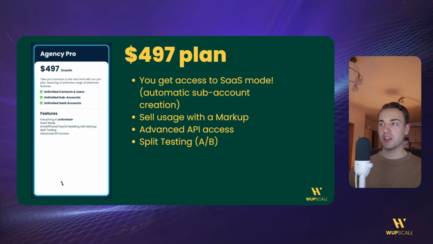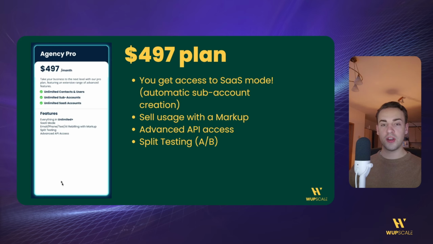Now you get access to the SaaS mode, which is going to be the automatic sub account creation. And now you can sell usage with the markup. So you can sell an email that costs you 10 cents. You can sell it for 30 cents and then keep the difference. So that's going to be an additional source of income that you can create with HighLevel.